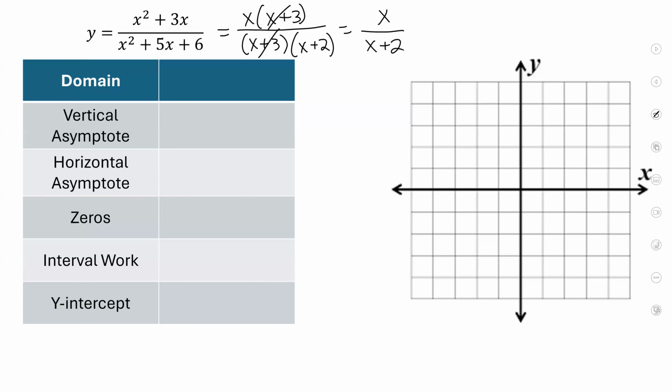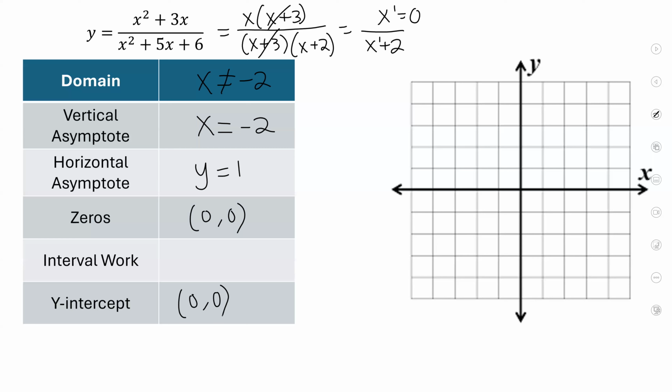So my domain, x cannot be -2 because then you would have 0 in the denominator. That means this is where your vertical asymptote is. Your horizontal asymptote, the degrees are the same in both the numerator and the denominator, so it's y equals 1. To find your zeros, you set the numerator equal to 0, so you have 0, 0. Your y-intercept will be 0. You just plug in zeros.